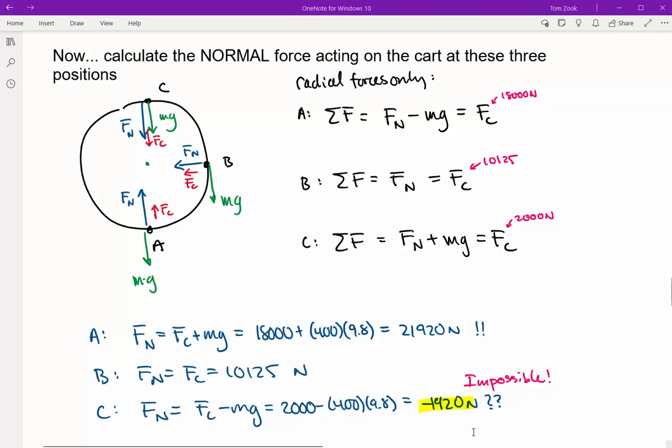What did our car do? At some point here, the track was exerting a force of 21,900. That's 22,000 newtons. Here, the force dropped to 10,000. So at some point along the path, it got to the point where the force of gravity was stronger than whatever force was required to make it go in a circle.